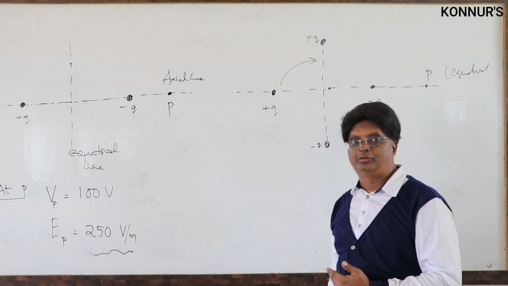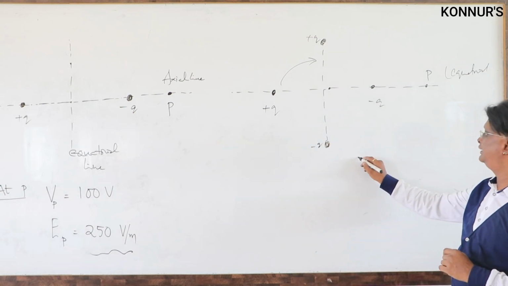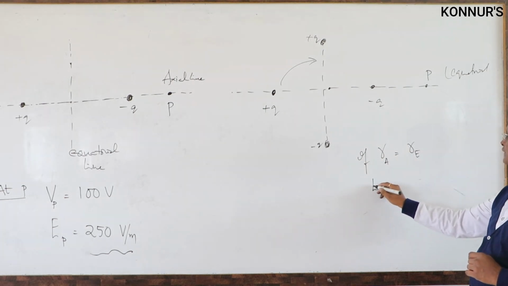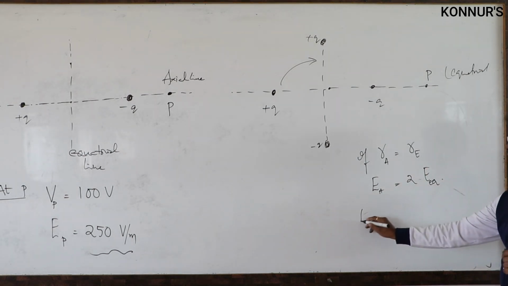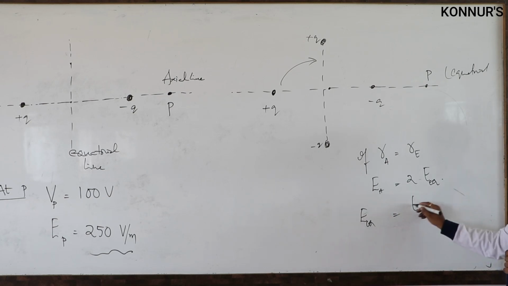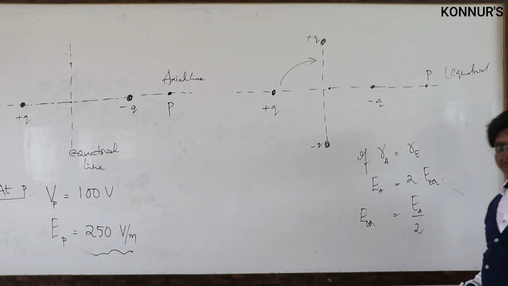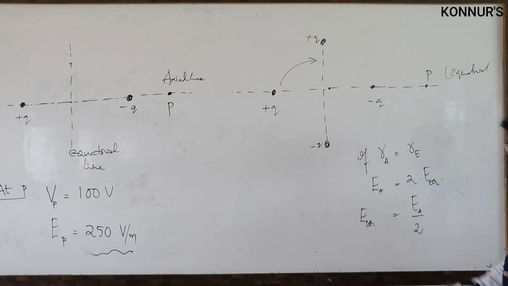Axial point has become equatorial point, but distance has no change. And yesterday's result we said, if R axial is equal to R equatorial, E at axial is 2 times E at equatorial point. So now E at equatorial point becomes half of that at the axial point. Therefore, E_Q is equal to E_A by 2. Why? Axial becoming equatorial, no change in distance, and that is why it will be 125 volt per meter.